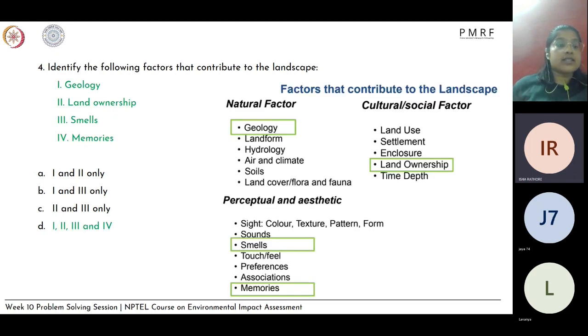Okay, so the correct answer is D. That is, all 4 of the options are correct. So geology is a natural factor, land ownership is a cultural or social factor, and smells and memories is a perceptual and aesthetic factor that contributes to the landscape. So the correct answer was D. That is, all 4 of the options were correct.